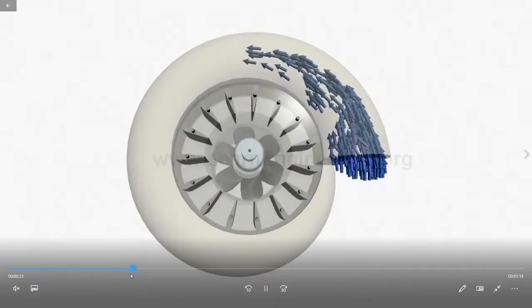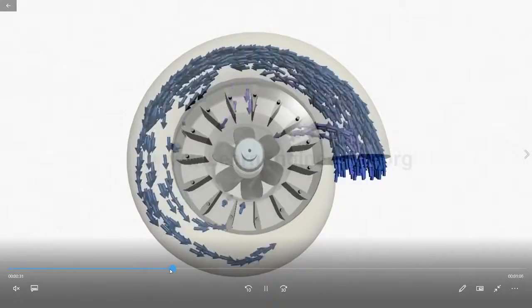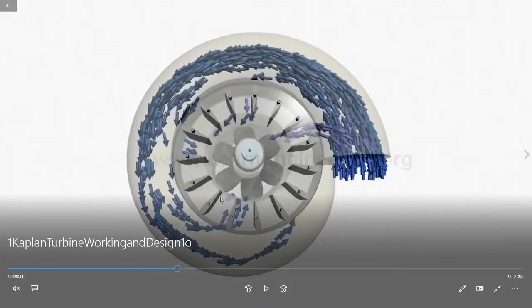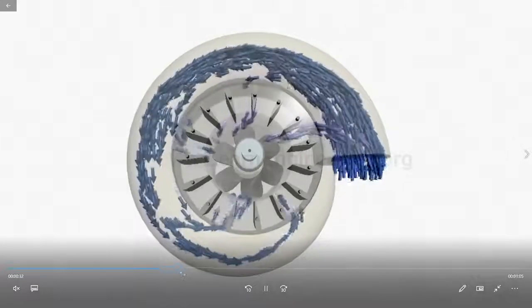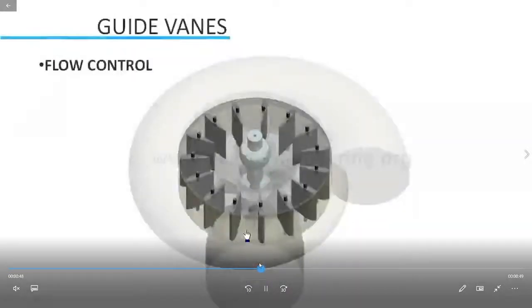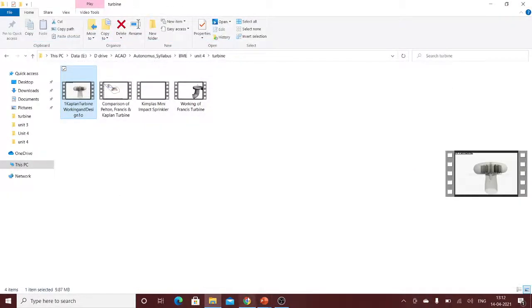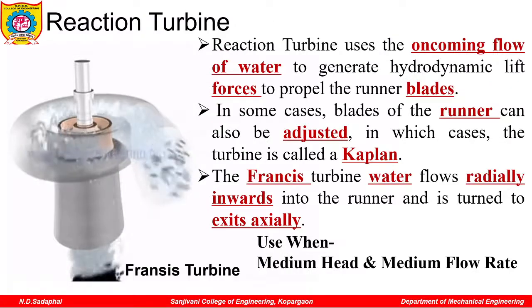Then Kaplan turbine is there. You can watch all this video on YouTube. Okay, see here inlet of water is shown. Here these are the blades of the turbine. Water enters into the blade, and due to the velocity of water, blades are moving. And then it will exit axially. So likewise, they are working. So in this way, the turbine works.